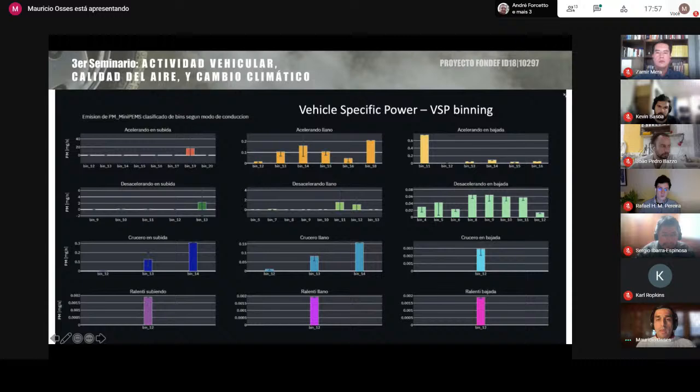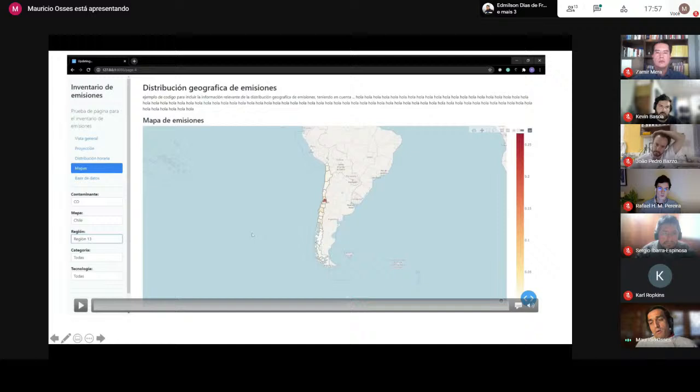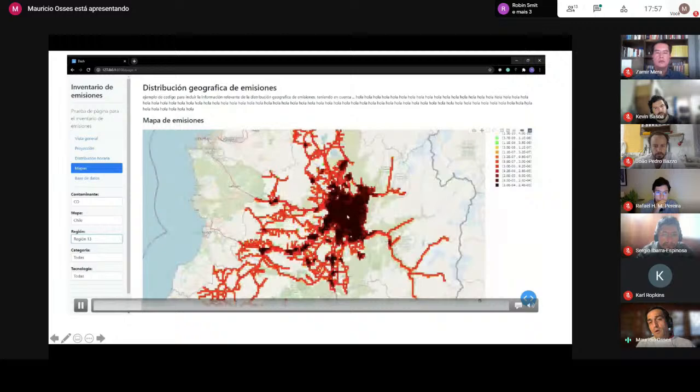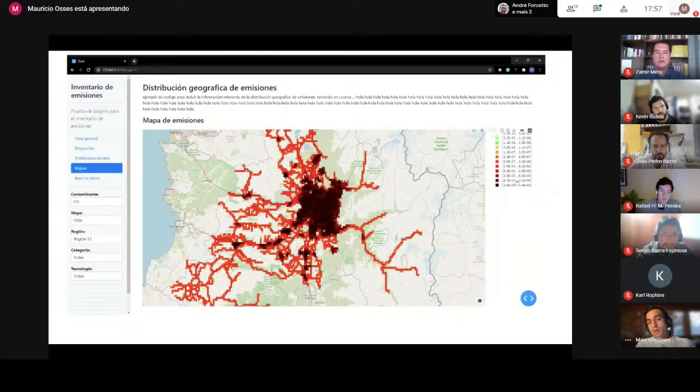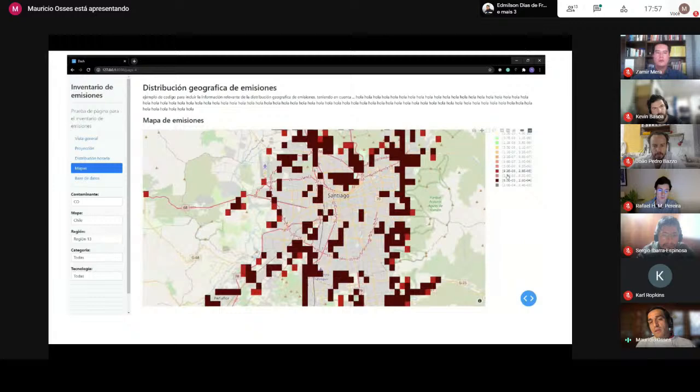And after having all the emission factors and having good vehicle activity, our goal is to have a good map of emissions in the whole of Chile, and also in Colombia. We're doing exactly the same thing in Colombia. So if we have good data, we can also have a good model of emissions.